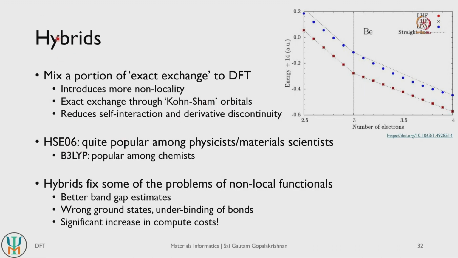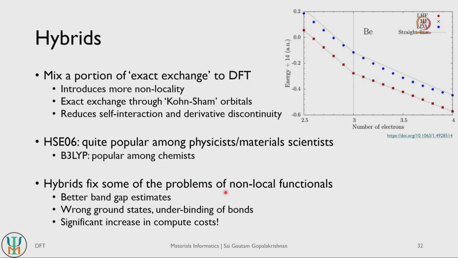So if you mix a portion of exact exchange into DFT, the resultant functional is what is referred to as a hybrid functional. A hybrid functional has in its exchange correlation term some portion of exact exchange as well, so some portion of Hartree-Fock exchange. A couple of popular hybrid functionals are HSE06, which is quite popular among materials scientists or physicists who are more interested in solid systems, and B3LYP, which is more popular among chemists who are interested in molecular systems, right.